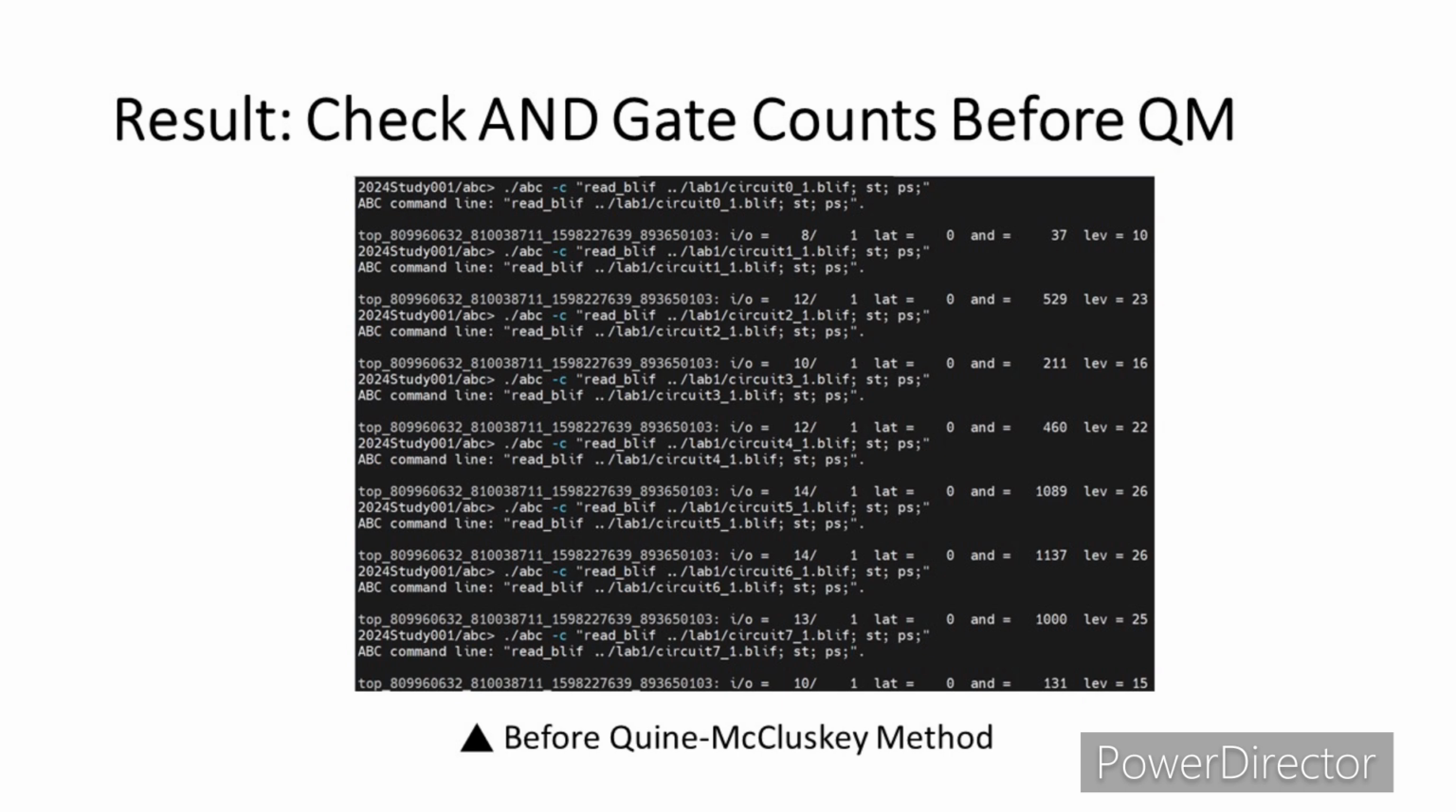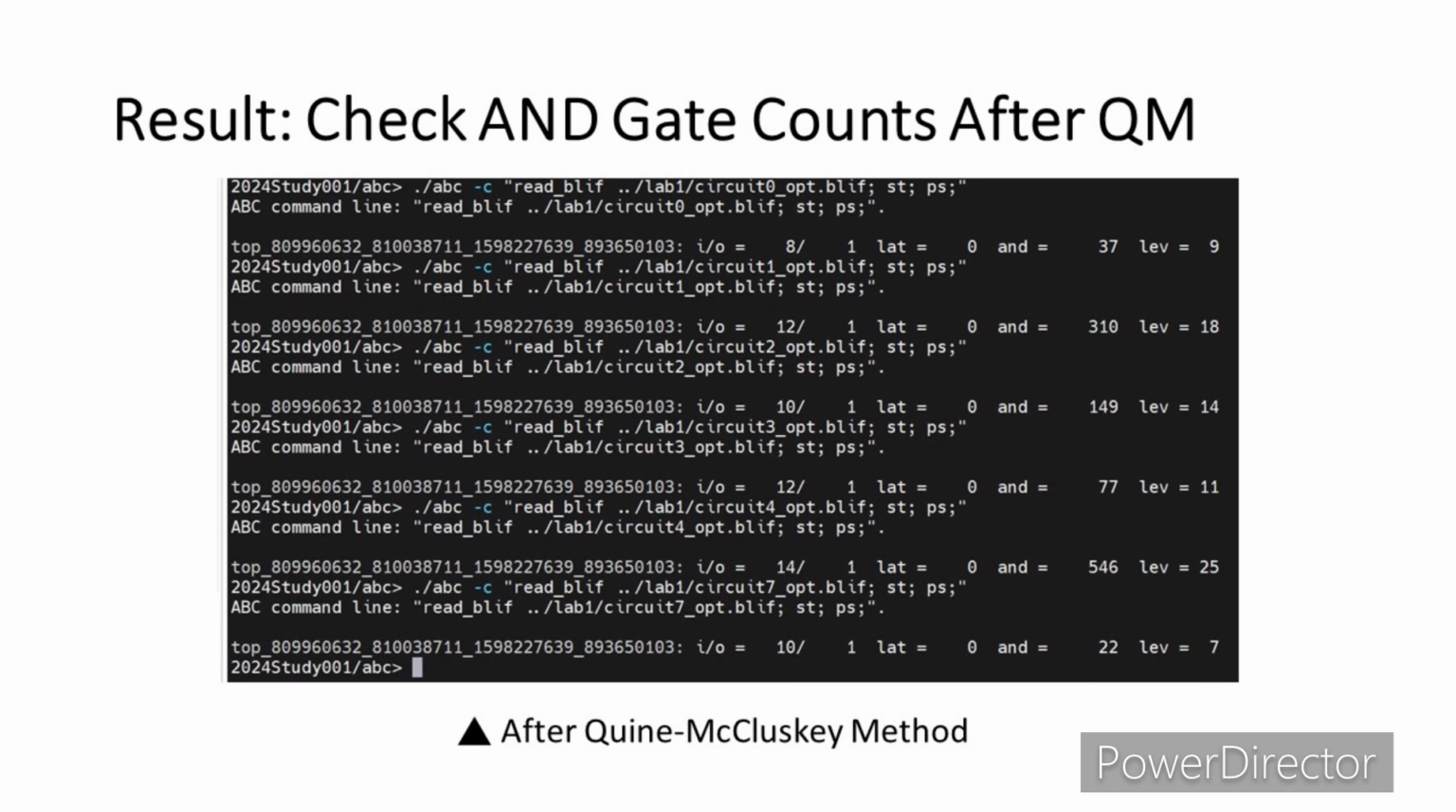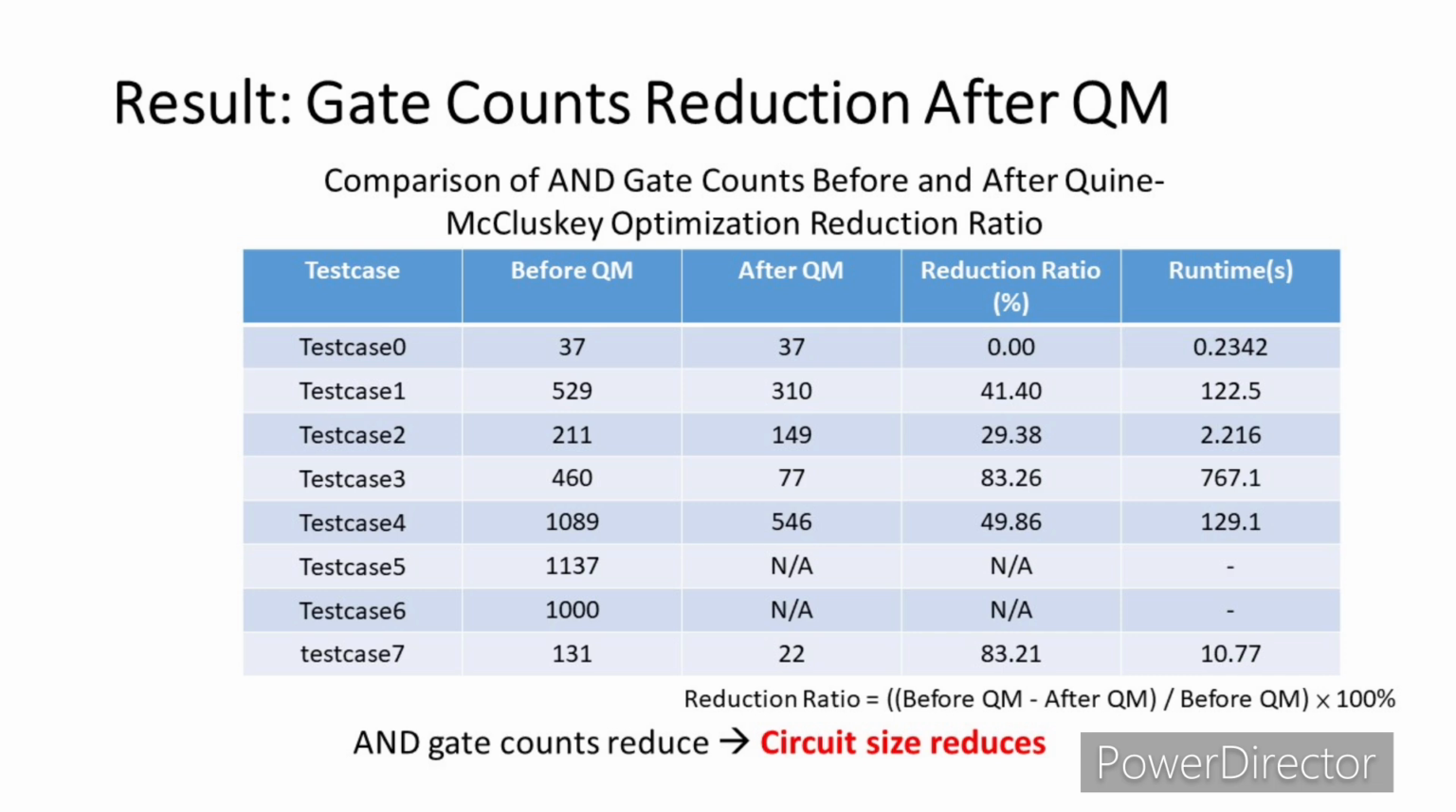On the bright side, the optimization significantly reduced the number of AND gates by 30 to 80%. This kind of reduction is crucial for lowering manufacturing costs in circuit design.